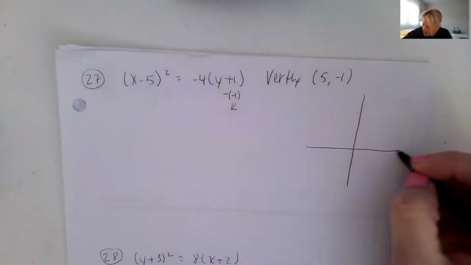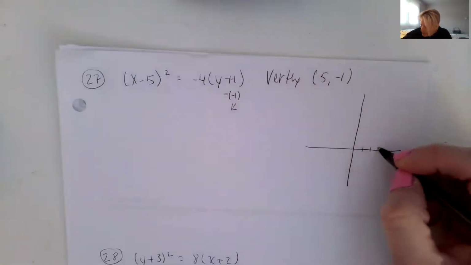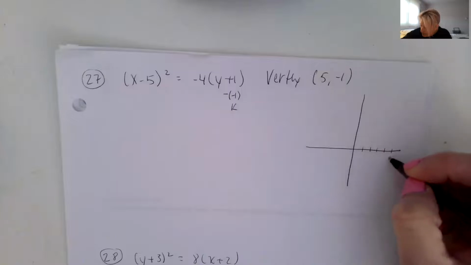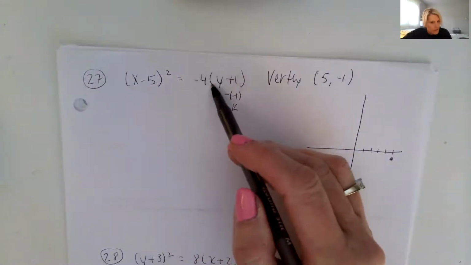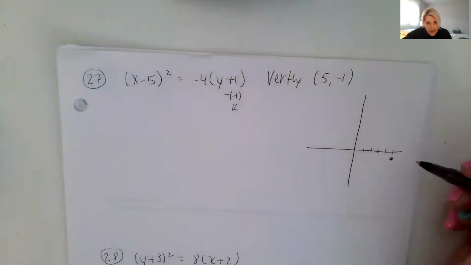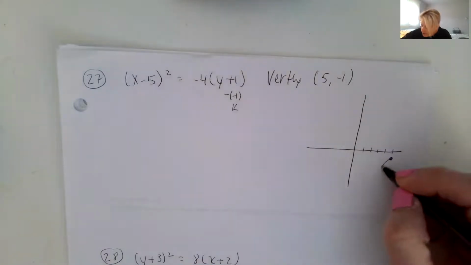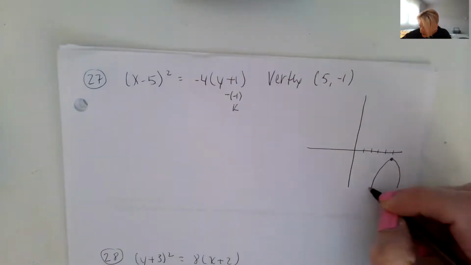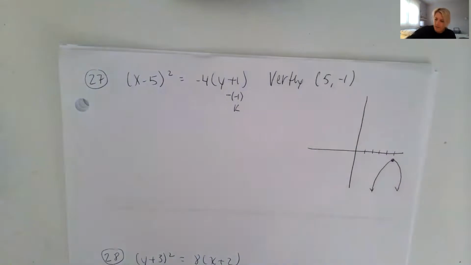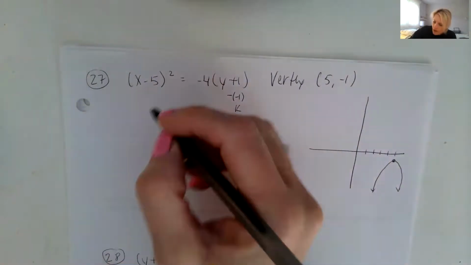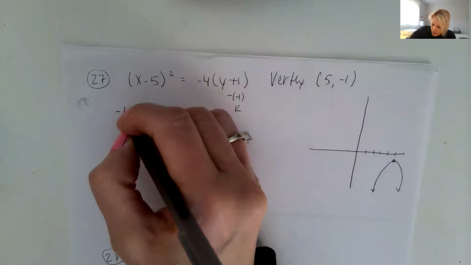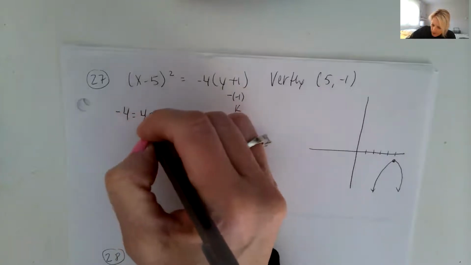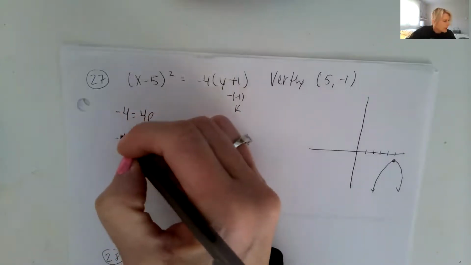Let's just draw what this is. So this would be 1, 2, 3, 4, 5, and down 1 is my vertex. Okay. And because this piece here is negative, it's going to be face down. Okay. And so our negative 4 is equal to the 4P. So P is equal to a negative 1.